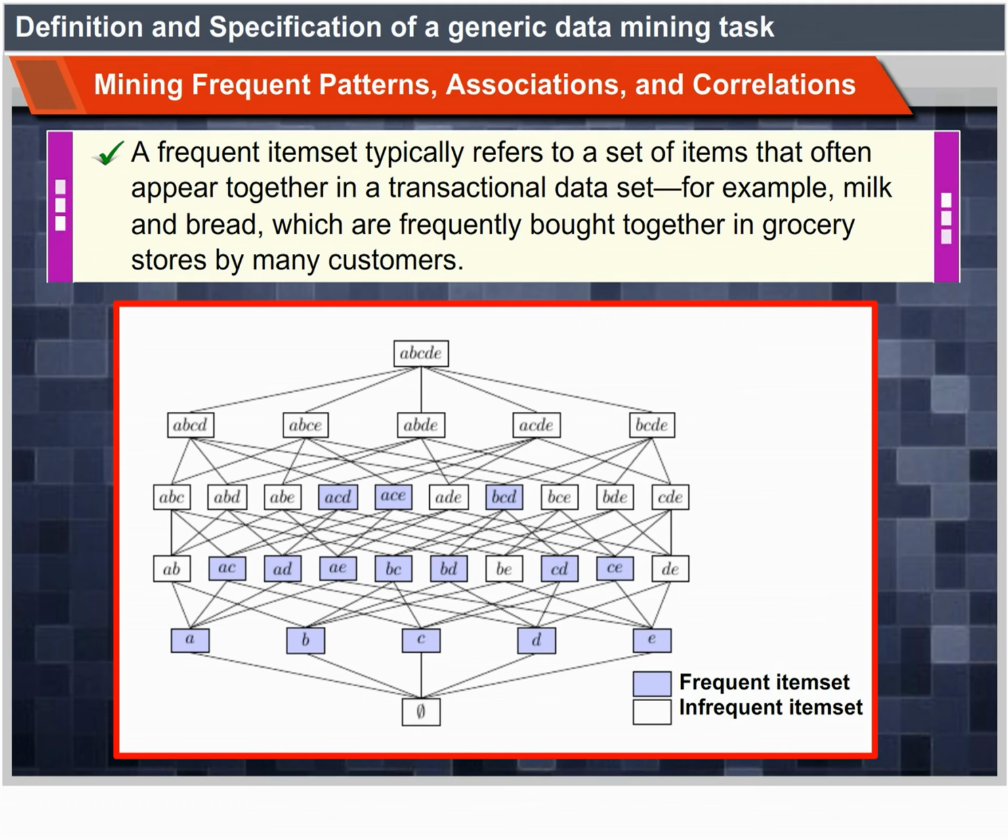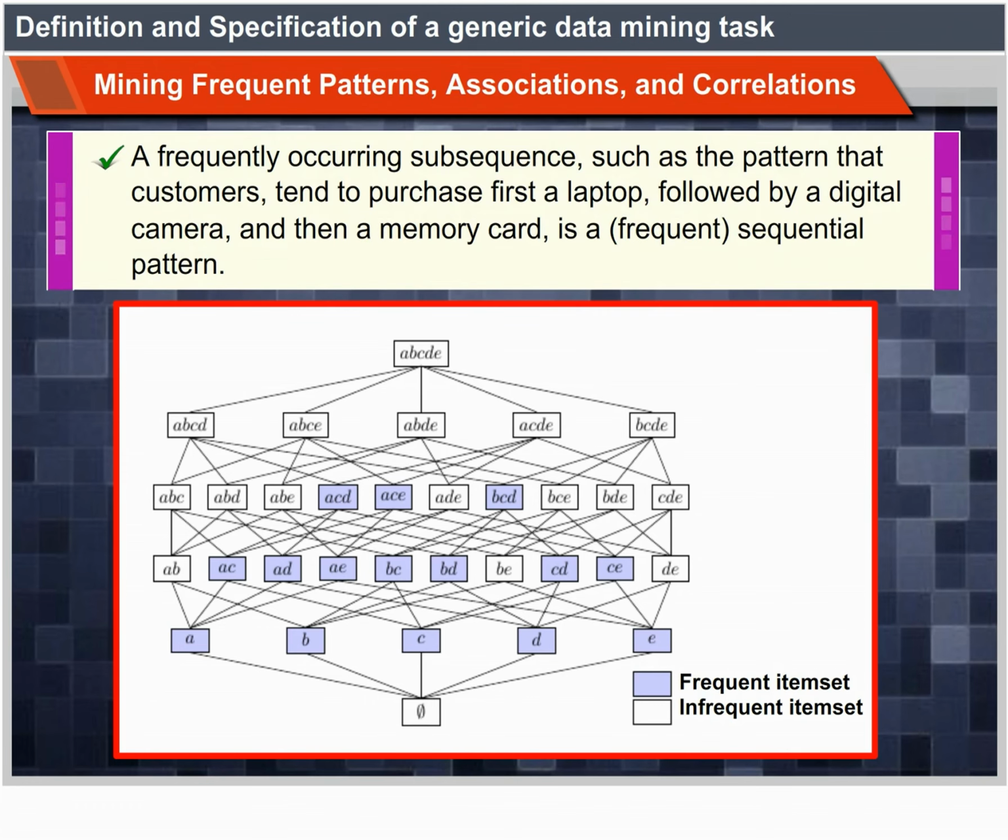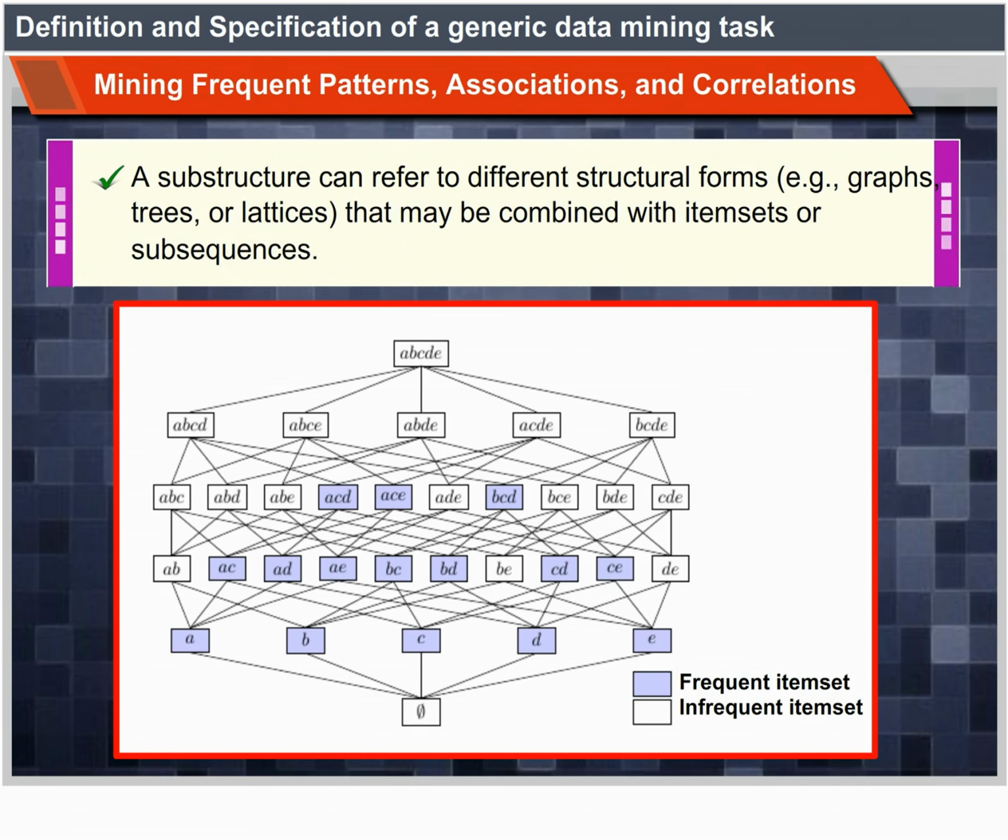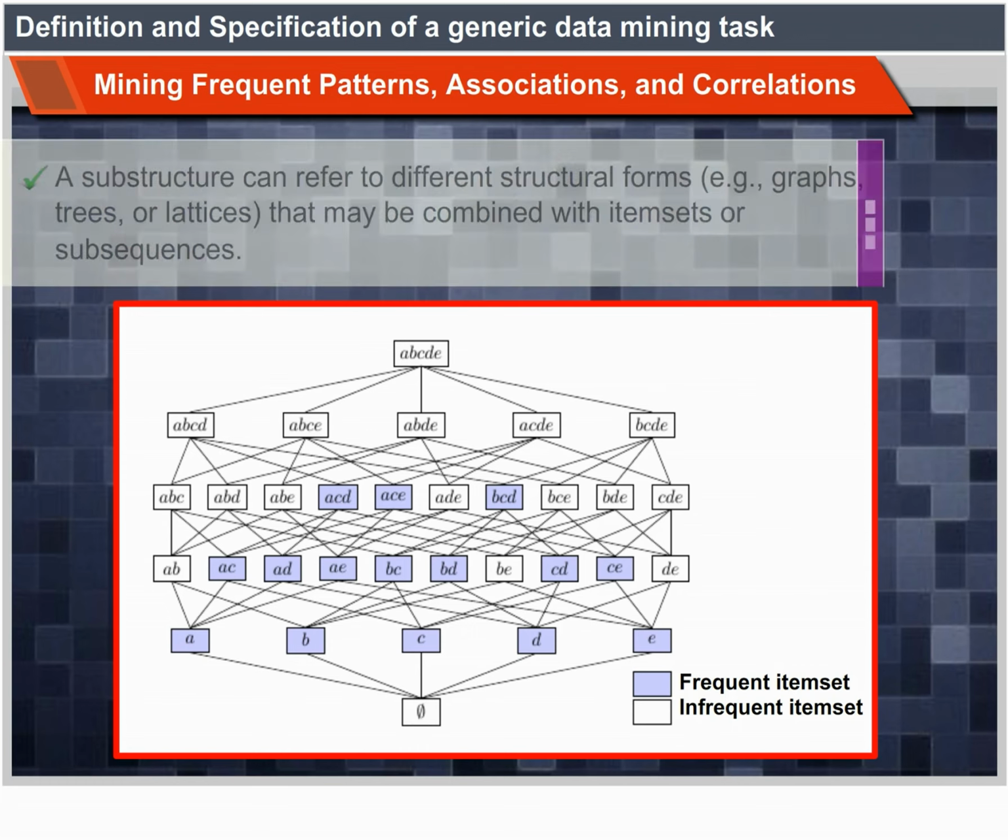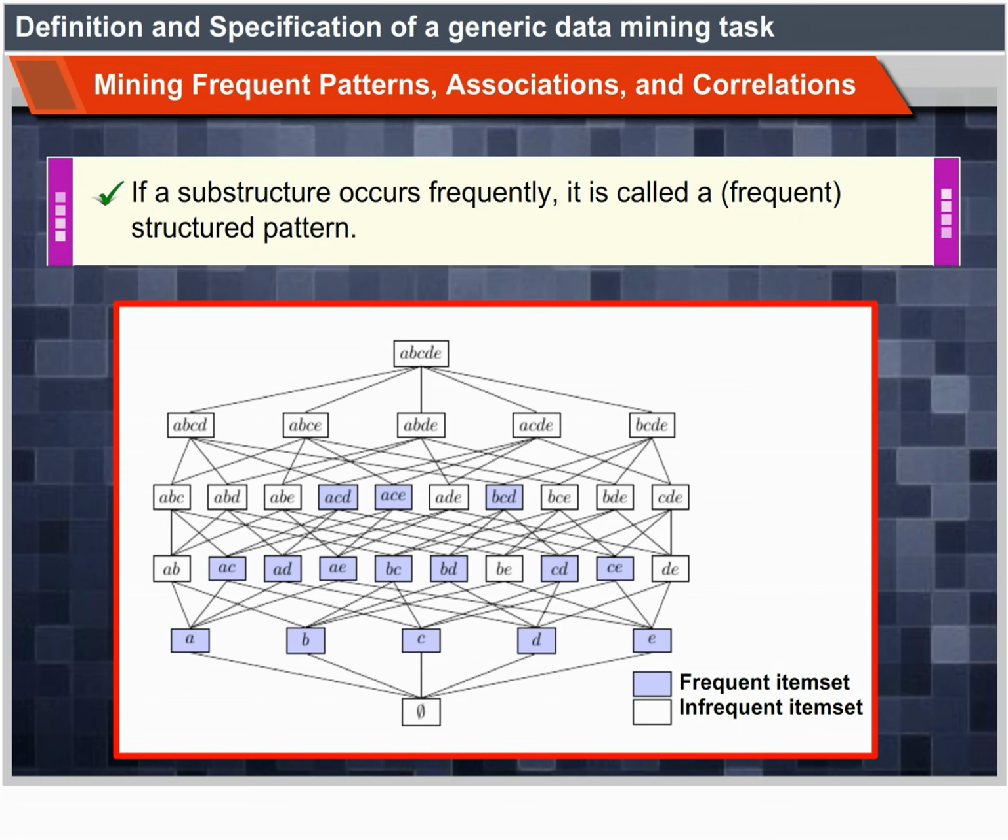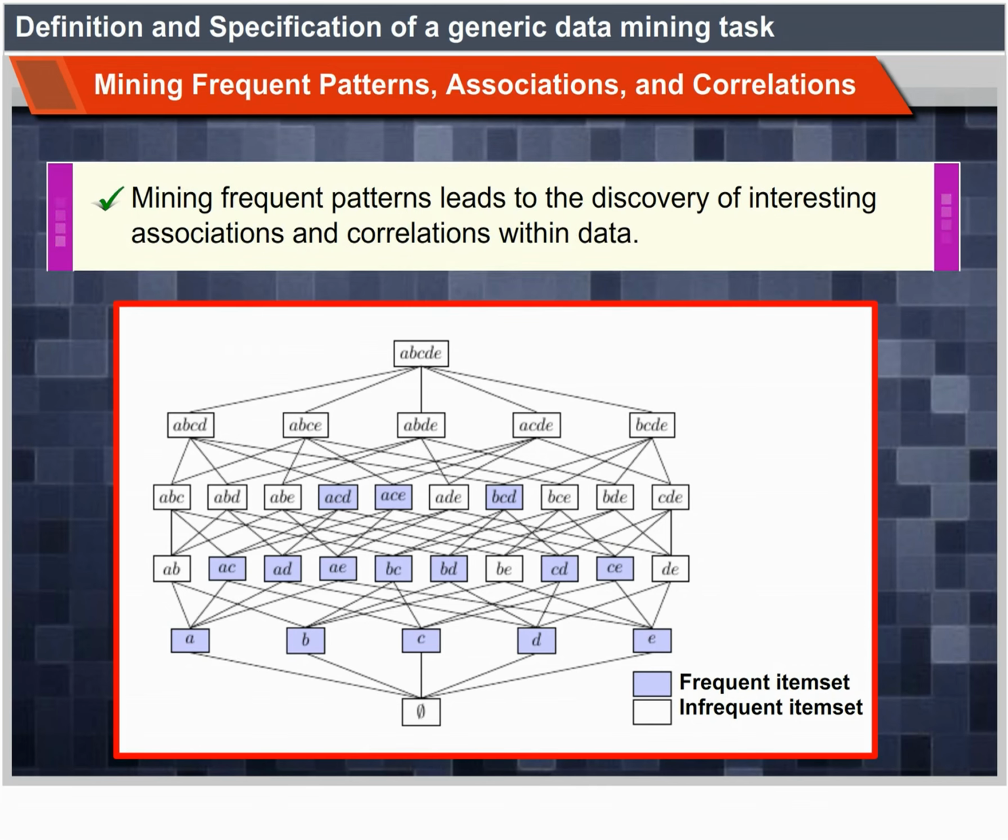A frequently occurring subsequence, such as the pattern that customers tend to purchase first a laptop, followed by a digital camera, and then a memory card, is a frequent sequential pattern. A substructure can refer to different structural forms, such as graphs, trees, or lattices, that may be combined with item sets or subsequences. If a substructure occurs frequently, it is called a frequent structured pattern. Mining frequent patterns leads to the discovery of interesting associations and correlations within data.